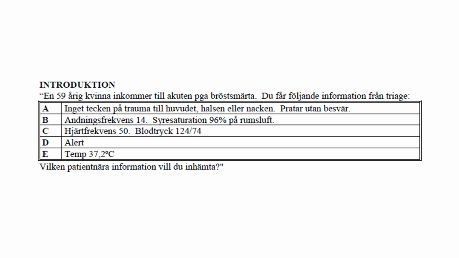let's go through some cases here just to hammer home some of these points that I've made. So you see a 59-year-old woman who comes into the emergency department with chest pain, and you get this information from triage. Usually when we do these cases, you'll get some more information, like maybe an ECG on all chest pain patients, but you have to consider that maybe there are 10 or 20 patients waiting for you to triage them right now. So you cannot spend an insurmountable amount of time on this patient.